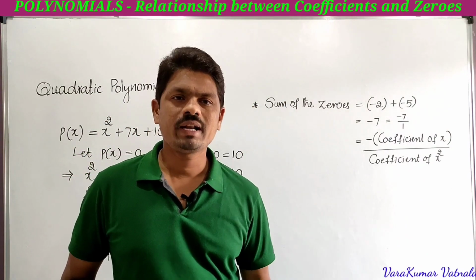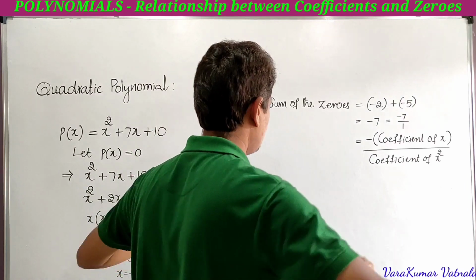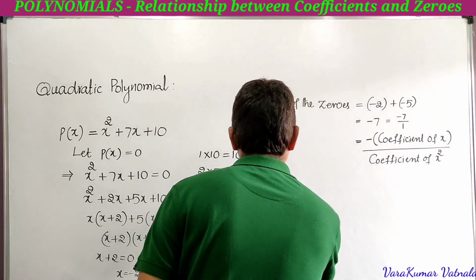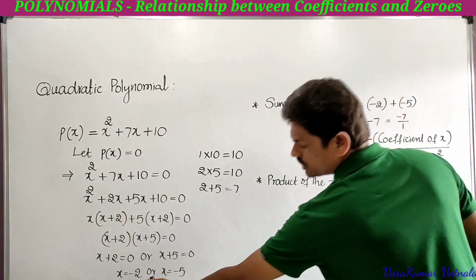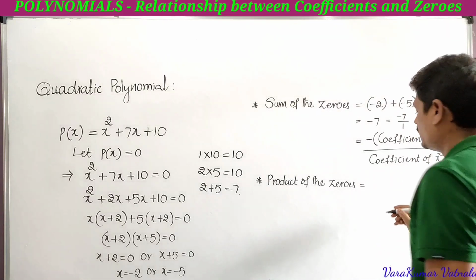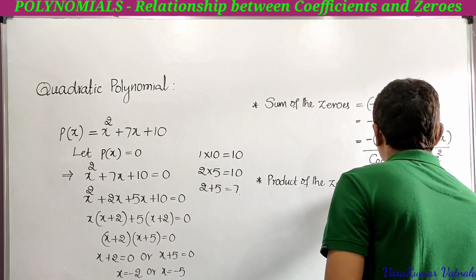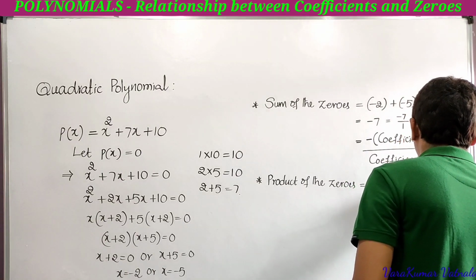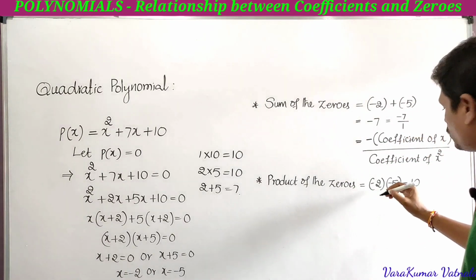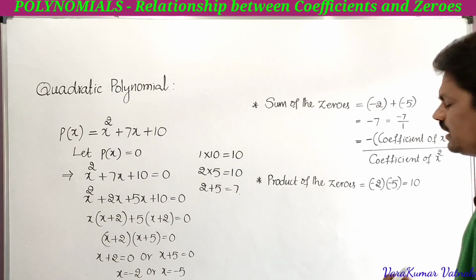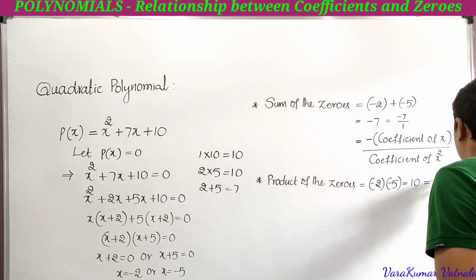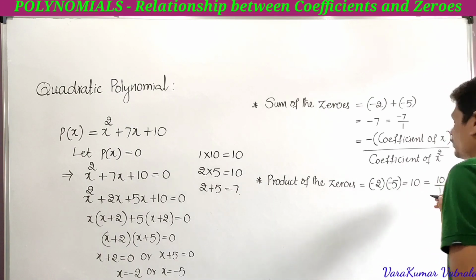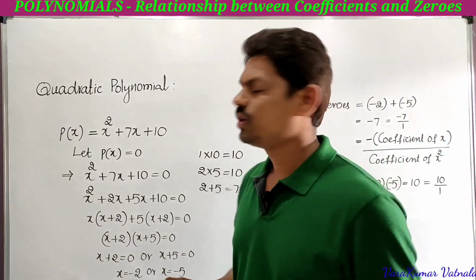We can relate the product of the zeros also. See here, how can we relate the product of the zeros? Here zeros are minus 2 and minus 5. Their product is minus 2 into minus 5, which is equal to plus 10. So I am writing 10 as 10 by 1, and 10 by 1 is nothing but 10 only.